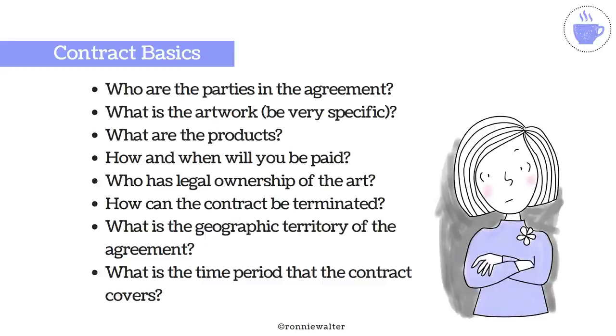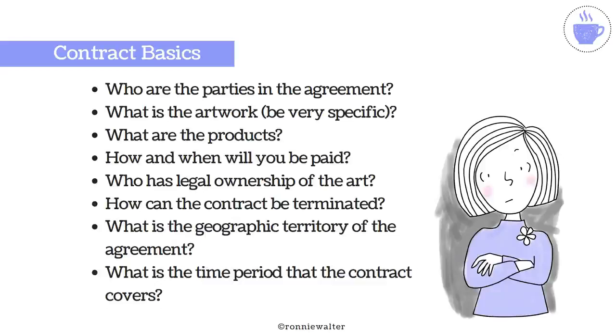You also want to know how and when you will be paid. Of course, that's a really important point, so you know when you can expect your money. And who has legal ownership of the art? We talked a little bit about selling versus licensing. This is the place on the contract where it will be very obviously spelled out who has legal ownership of the art, whether that's you or whether you have transferred the rights to that client. Be very specific about that and make sure that that is in your contract.